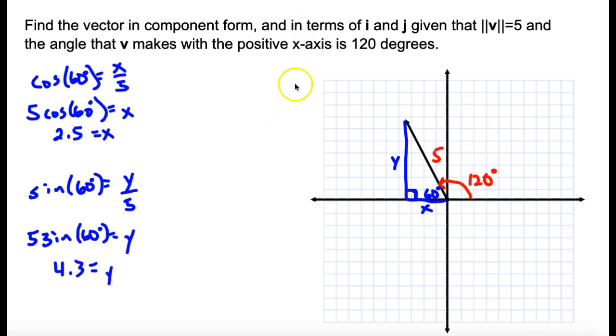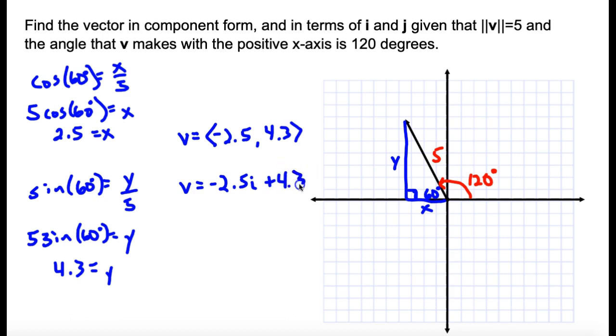So the question says first write it in component form. So the component form of V would be, we are going in the negative x direction, so negative 2.5. Okay, so make sure that you're paying attention to what direction you're going. Right? Since I'm going to the left, my x component is negative, and then 4.3. Then we could also write this in terms of i and j. I could write it as negative 2.5i plus 4.3j.